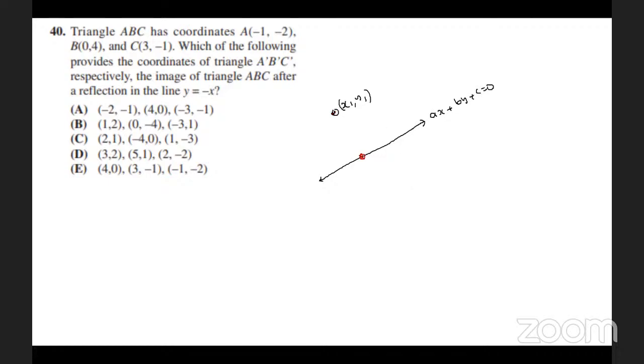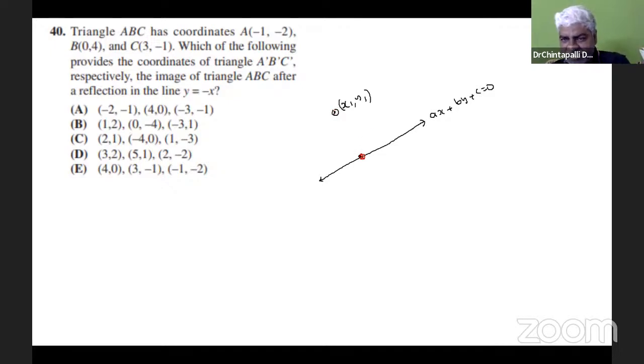If you trigger something here, where does that thing touch this line? There, here only, right?